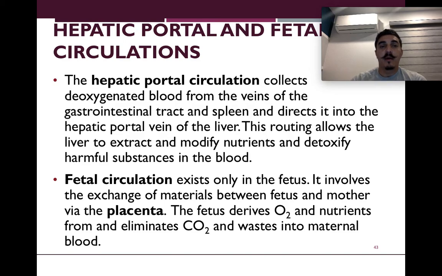pelvis. All right, the hepatic portal circulation. That's where deoxygenated blood from the veins of the GI tract and the spleen goes to the hepatic portal vein of the liver. It allows the liver to extract some nutrients and detoxify substances from the blood as well. So that's pretty cool. It's close to the liver, and it allows it to clean up those substances, so then they can go back into the heart, back through the veins up.